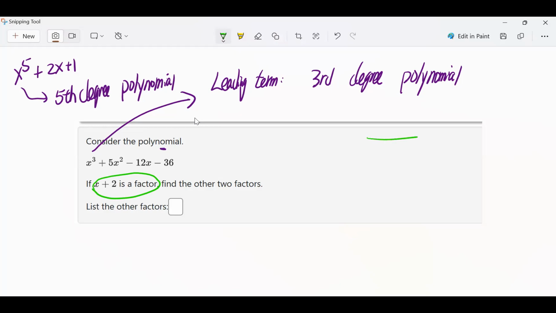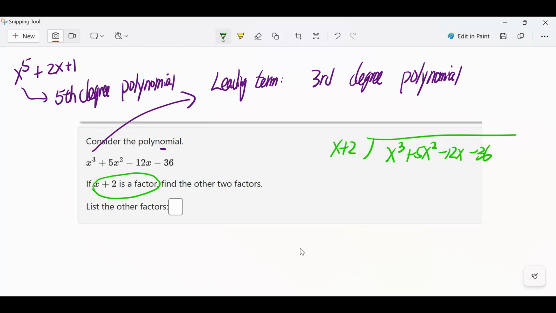We do long division, right? Basically, it's telling us to divide this one into the original polynomial, so we do x cubed plus 5x squared minus 12x minus 36, right? So x plus 2 is a factor, which means it's divisible into this, right?